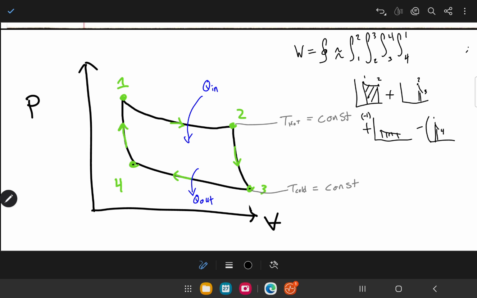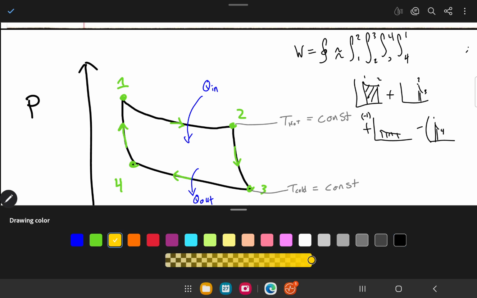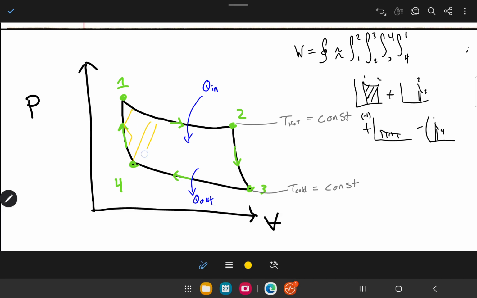Now, when we add all of these up, what we're essentially doing in our figure is looking at the area inside our Carnot cycle, because we're adding this, subtracting that, and subtracting that, which means we technically had these areas here in between these lines, and we subtracted them away.